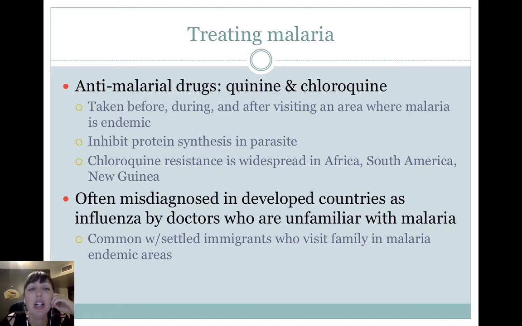Okay, so treating malaria. Anti-malarial drugs are taken before, during, and after visiting an area where malaria is endemic. And remember, endemic is where it is consistently, okay? They inhibit protein synthesis in the parasite. But resistance to some of these drugs has become widespread in Africa, South America, and New Guinea. And again, these are places where malaria is endemic. It's often misdiagnosed in developed countries as flu by doctors who are unfamiliar with malaria, but it's common with settled immigrants who visit family in malaria endemic areas.